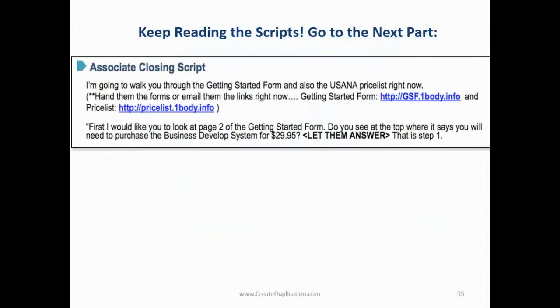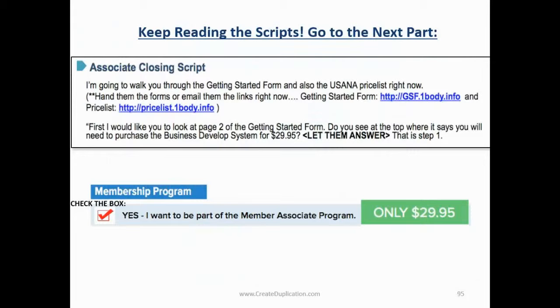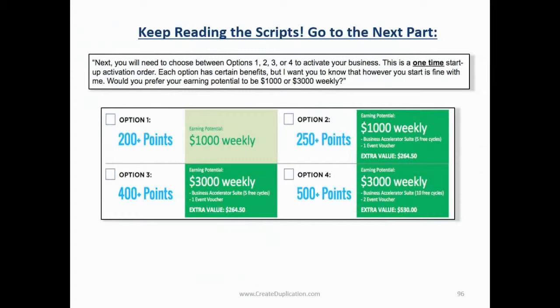So then you're going to just go to the next part of the script here. I'm going to walk you through the getting started form and the USANA price list right now. Hand them the forms. You might have handed them already. And you're going to say, first, I would like you to go to page 2 of the getting started form. Do you see at the top where it says you will need to purchase the business development system for $29.95? They're going to say yes. You're going to say that's step 1. Go ahead and check the box. Then you keep reading the scripts.